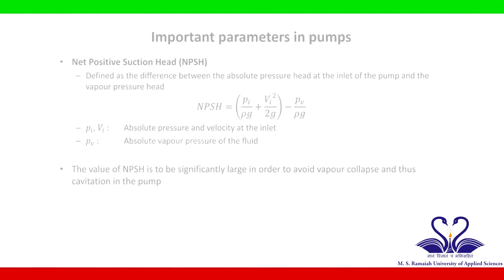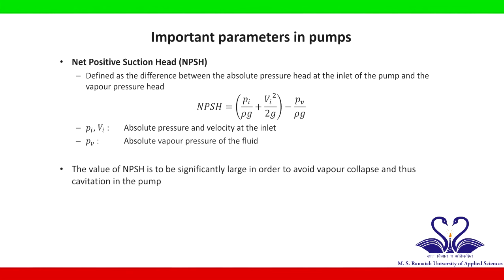Net positive suction head, NPSH, is defined as the difference between the absolute pressure head at the inlet of the pump and the vapor pressure head. That is, NPSH is equal to Pi by rho g plus Vi square by 2g minus PV by rho g. The value of NPSH is to be significantly large in order to avoid vapor collapse and thus cavitation in the pump.